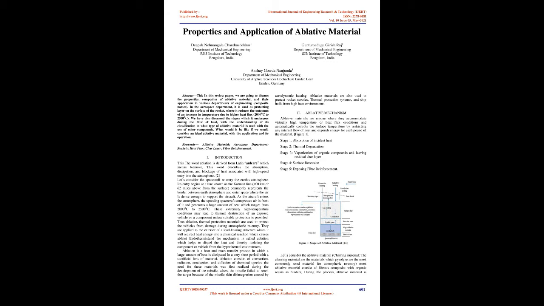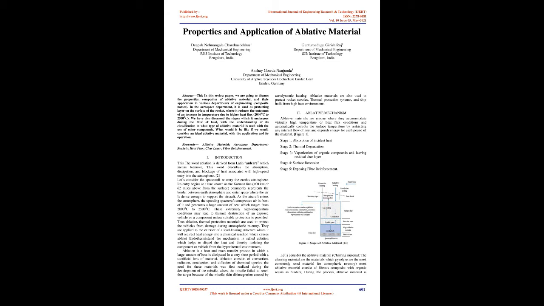Ablation is a heat and mass transfer process in which a large amount of heat is dissipated in a very short period with a sacrificial loss of material. Ablation consists of convection, radiation, conduction, and diffusion of chemical species. The need for these materials was first realized during the development of the missile, where the missile failed to reach the target because of the missile skin disintegration caused by aerodynamic heating. Ablative materials are also used to protect rocket nozzles, thermal protection systems, and ship hulls from high heat environments.